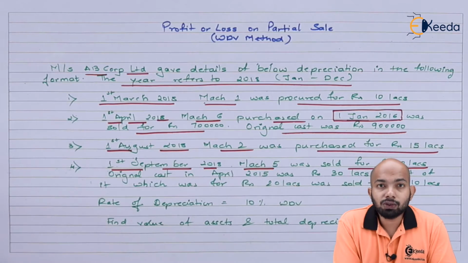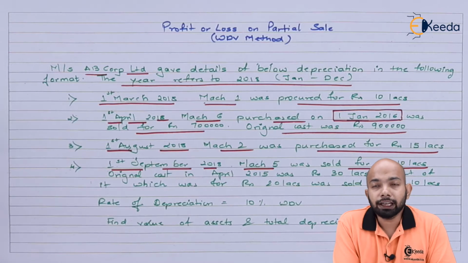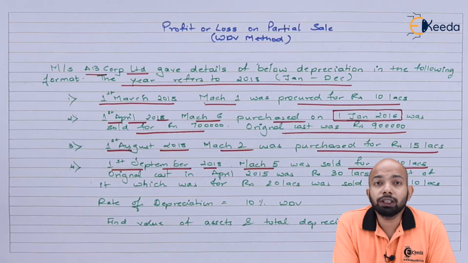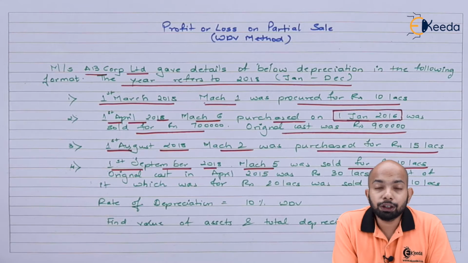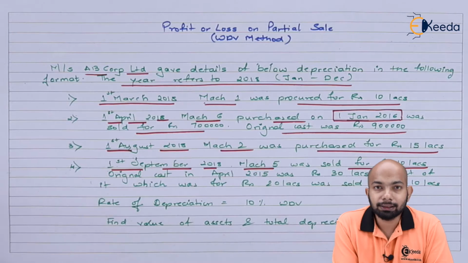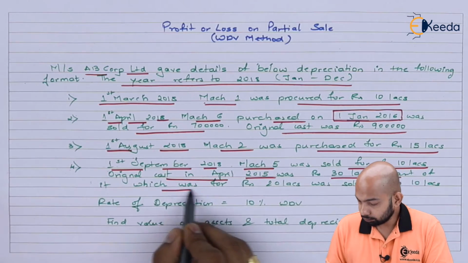On 1st of September 2018, machine 5 was sold out for rupees 10 lakh. The original cost of this machine was around 30 lakhs. However, this was only a part of it. So the part of it, originally costing 20 lakhs, was sold out for rupees 10 lakhs here.